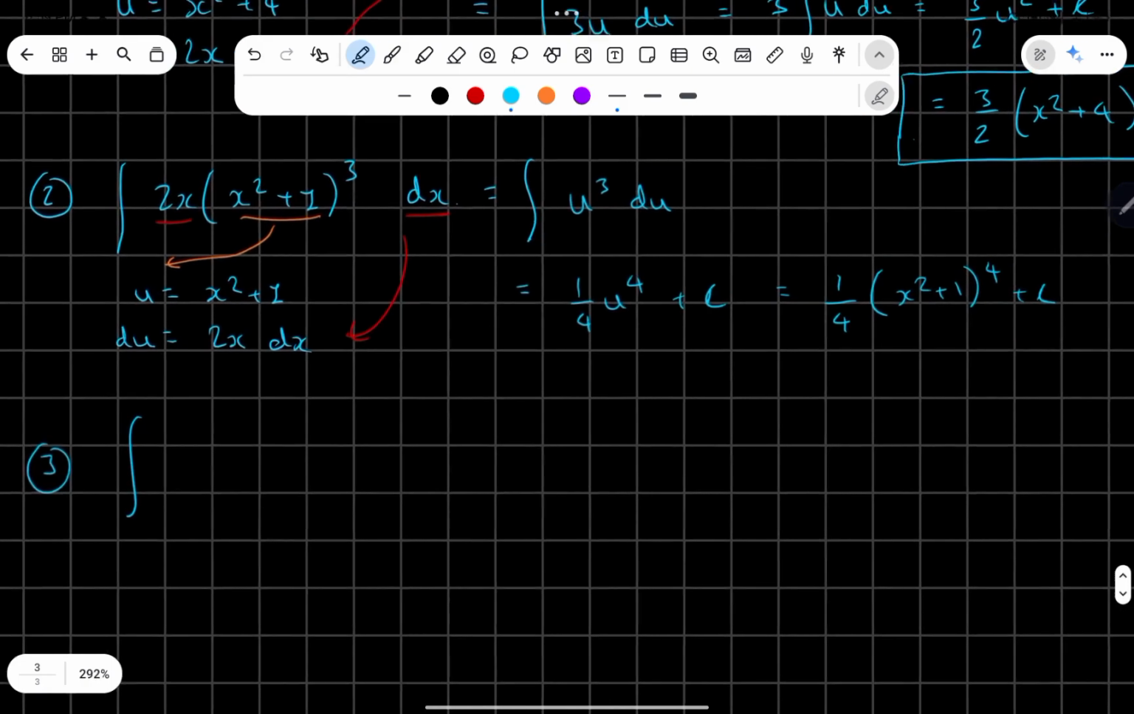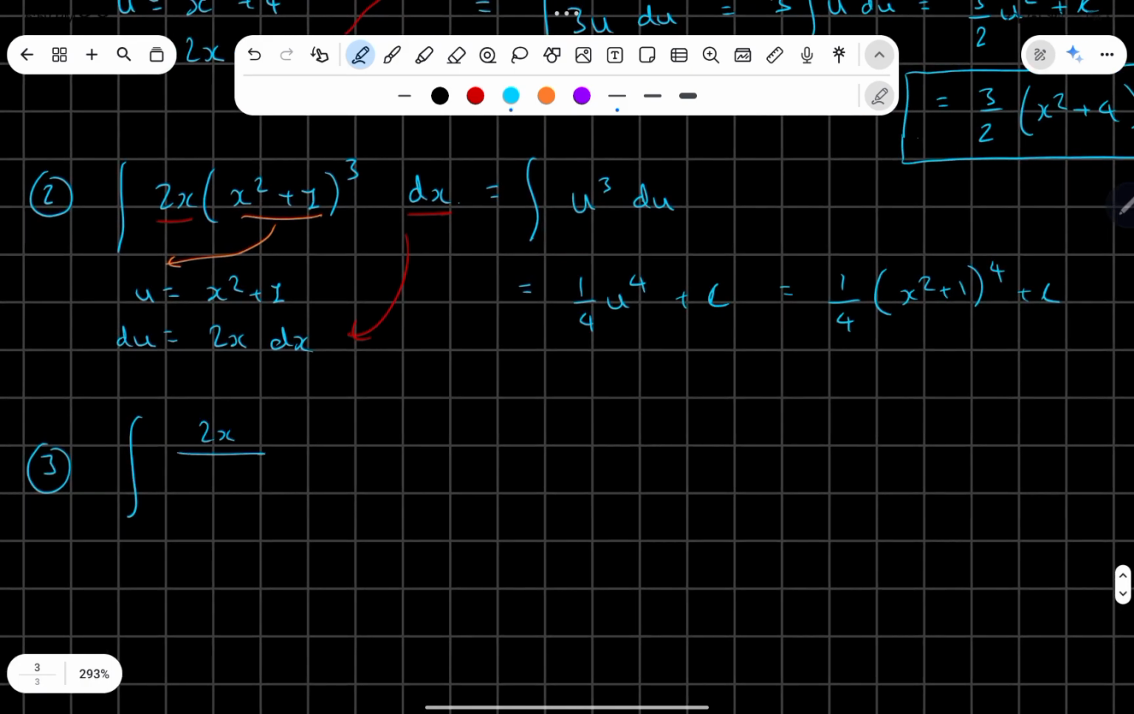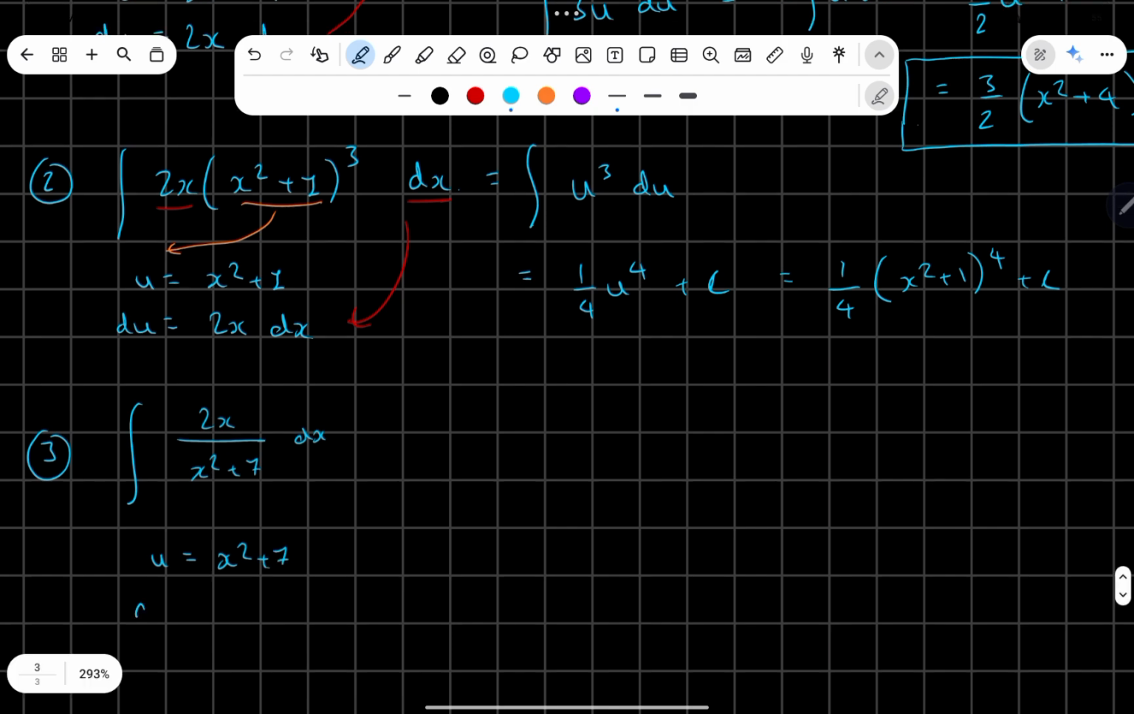Integral of 2x over x squared plus 7 dx. Now this time, what I can see is that the derivative of the bottom part, x squared plus 7, will form a 2x, and we have an x term in the numerator. So the x times the dx will cancel out again. And let me show you what I mean. I'm going to set u equal to x squared plus 7. So du is equal to 2x dx.